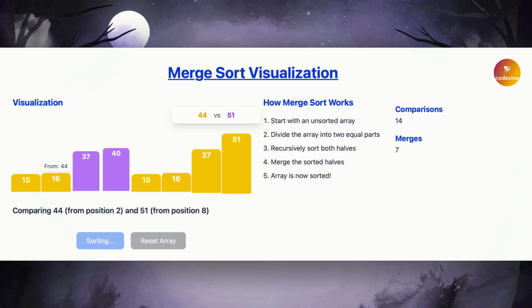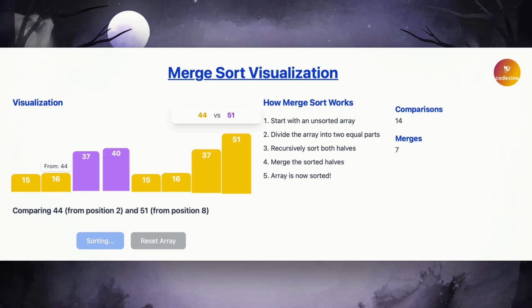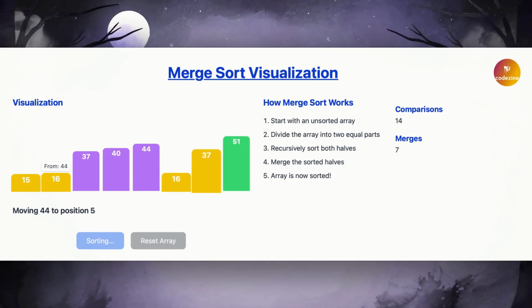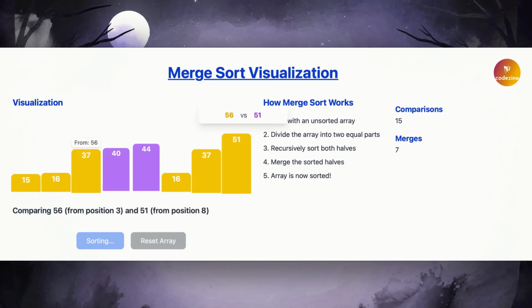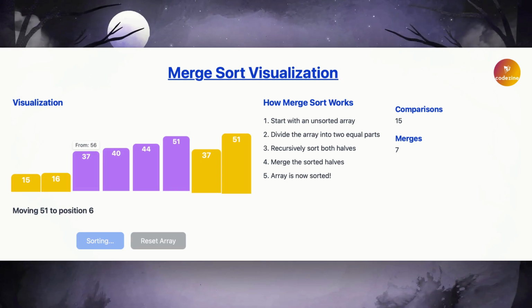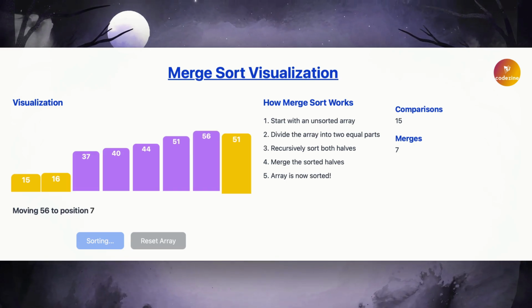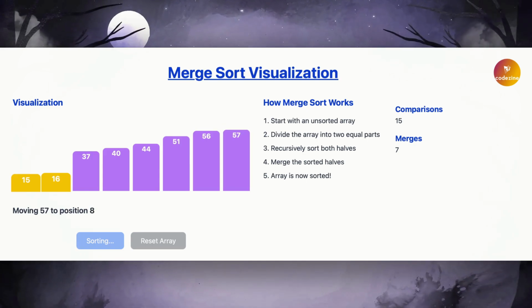Comparing 44 from position 2 and 51 from position 8, moving 44 to position 5. Comparing 56 from position 3 and 51 from position 8, moving 51 to position 6, moving 56 to position 7. Moving 57 to position 8.